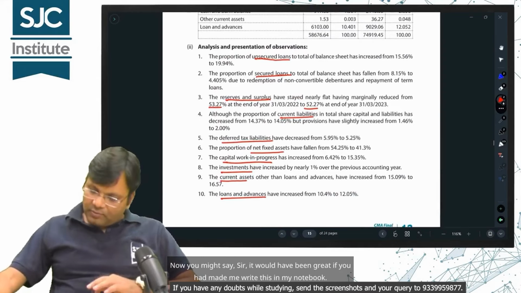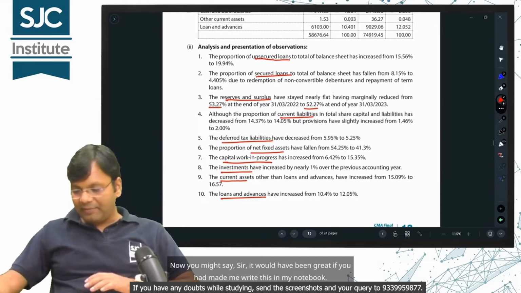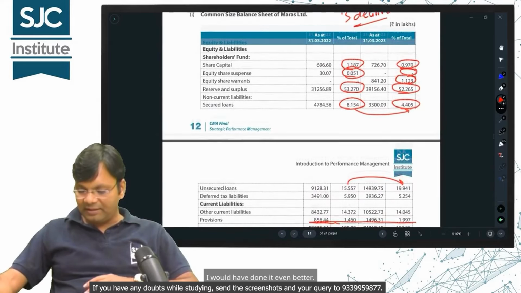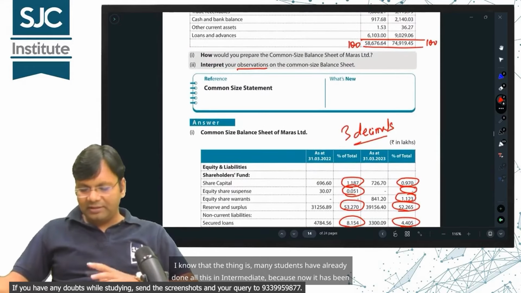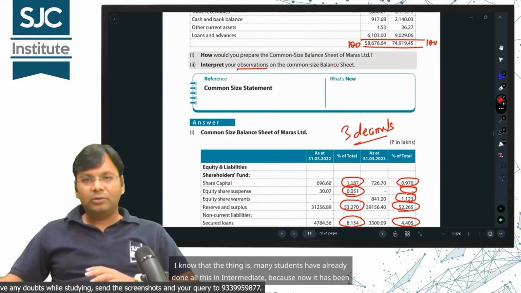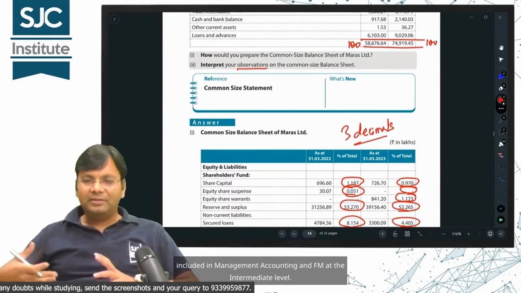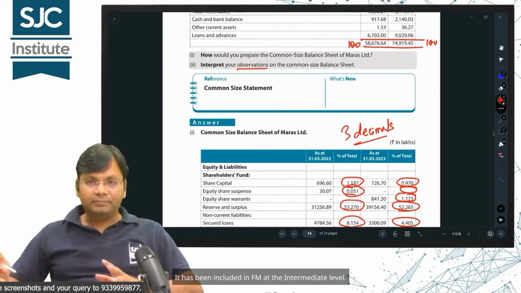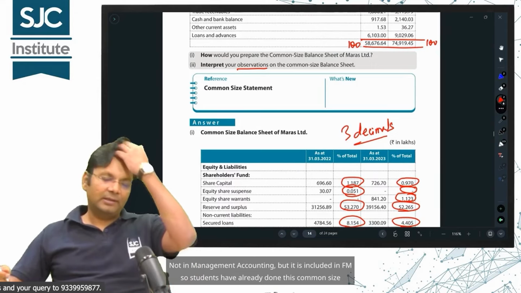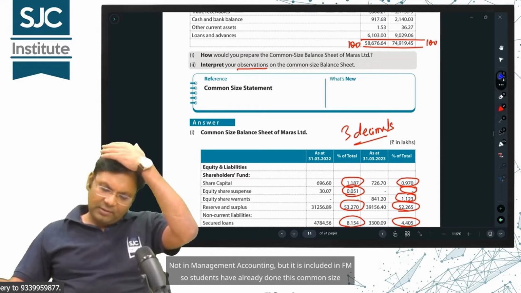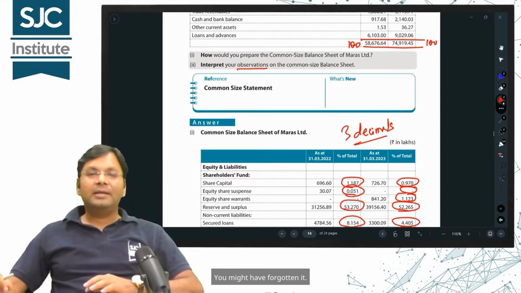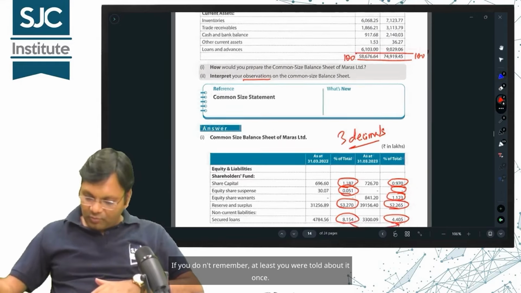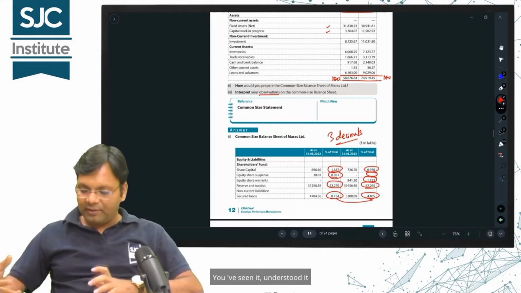Now you might say, "Sir, it would have been great if you had made me write this in my notebook." I would have done it even better. I know that many students have already done all this in intermediate because now it has been included in FM at the intermediate level. Not in management accounting, but it is included in FM, so students have already done this common size analysis and many have done it in BCom too. You might have forgotten it. If you don't remember, at least you were told about it once. You've seen it, understood it.